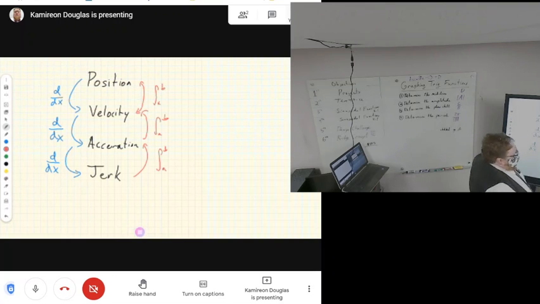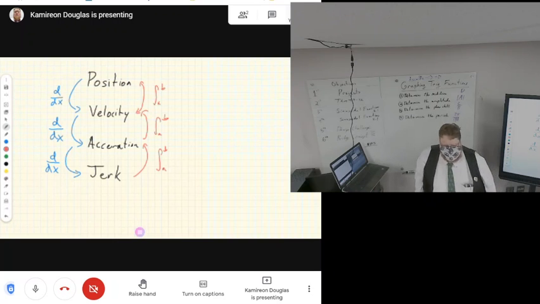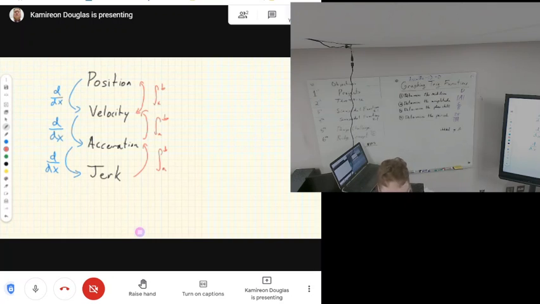Obviously, if I had a position function, I wouldn't integrate to find the position. I just plug in the position function. This is only really useful if I have the quote-unquote wrong equation. I have the velocity, but I want position. I have acceleration, but I want velocity. It's only useful if I have the wrong equation. It'll allow me to find that missing piece and then work backwards to solve.